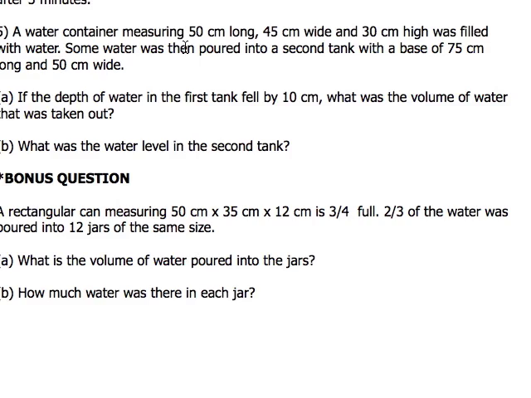A water container measuring 50 cm long, 45 cm wide, and 30 cm high was filled with water. So what do we know? We already know the volume of the tank, but do we know how much water was in it? No, not yet. Now, it says that some water was then poured into a second tank with a base of 75 cm long and 50 cm wide. We know there are two tanks. One tank with this volume, one tank with this base area of 75 by 50.